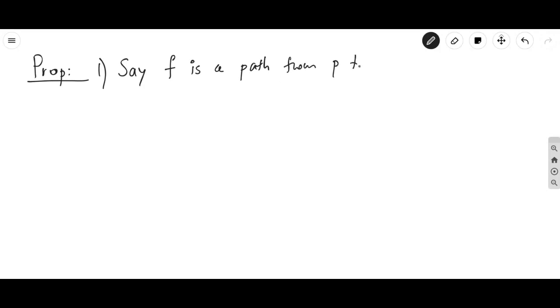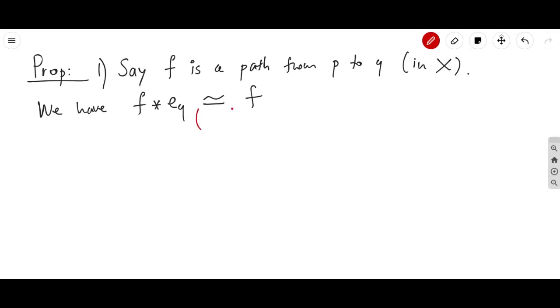Here is a proposition on path homotopy. Let's start with this one. Say F is a path from P to Q, and again, this is in some topological space X. We have that if you do F juxtapose EQ, that is path homotopic with F itself.